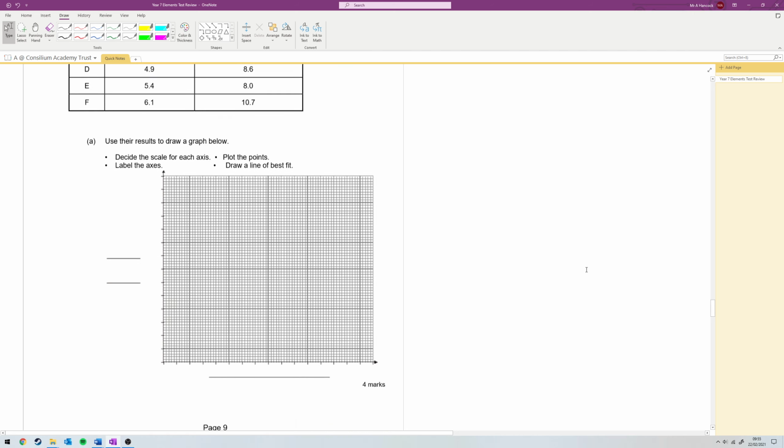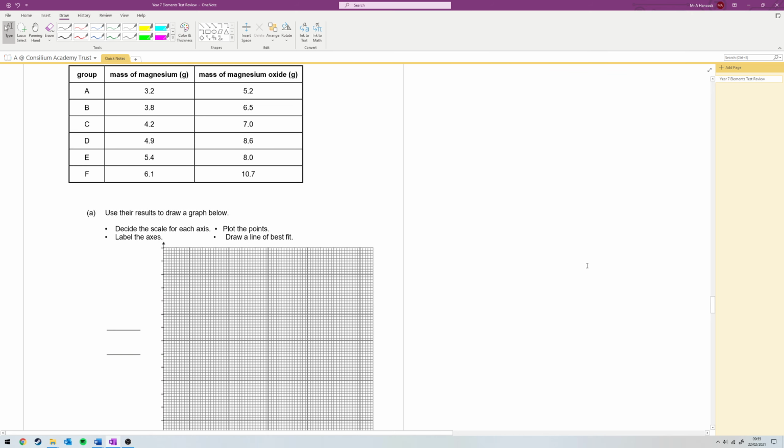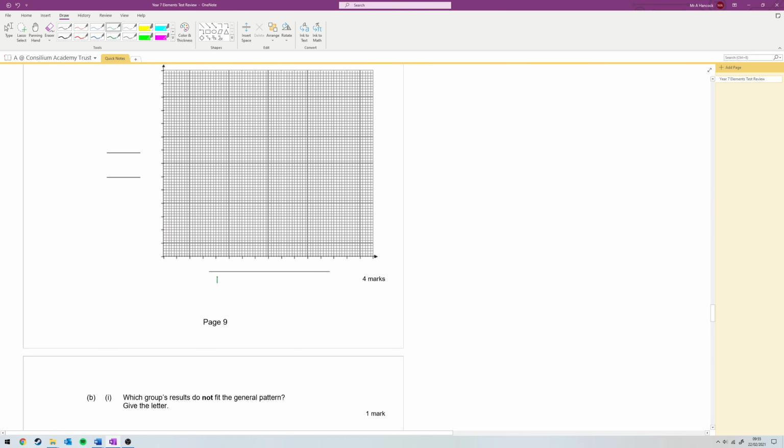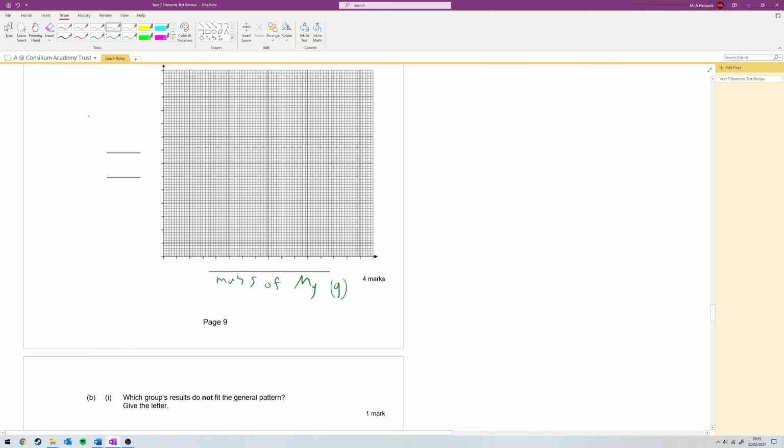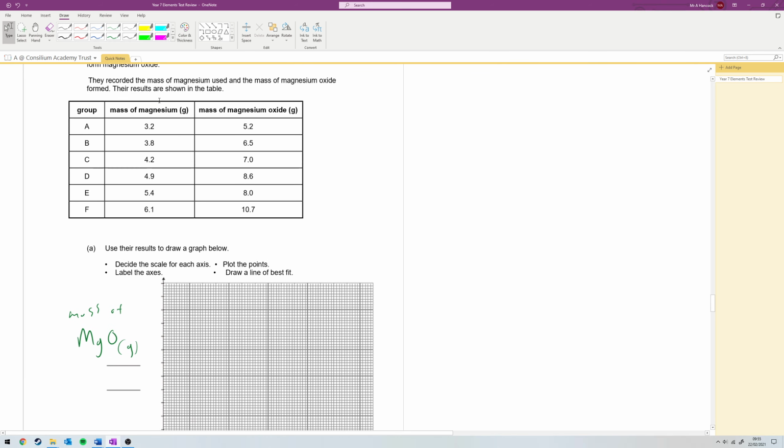Now, just so you know, you could have done a labeling of the axes. So this is the mass of magnesium in grams, and on the y-axis it is the mass of magnesium oxide in grams. Okay, the easiest way is this column. This column is the thing that you are changing, right? This column here.